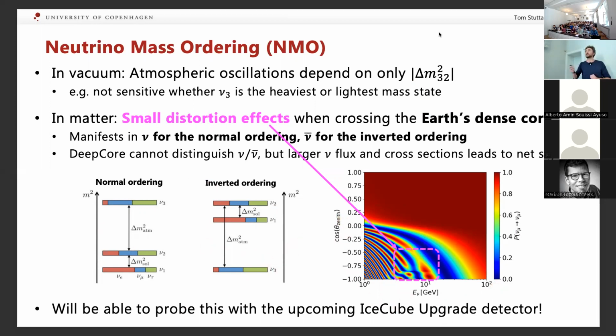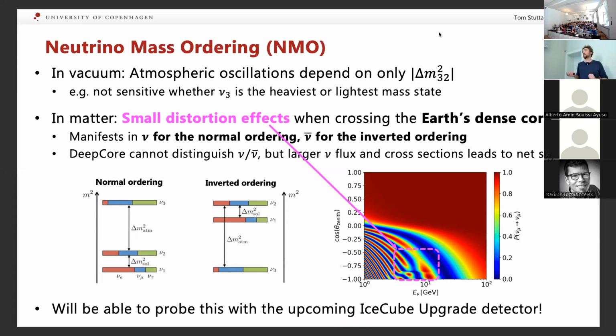is true in nature. Now, the problem with this is that DeepCore cannot tell the difference between neutrinos and antineutrinos on its own. It hasn't got a magnetic field to separate this. But the good news is that both the neutrino flux and cross-section are higher than the antineutrino flux and cross-section, which means that there are more neutrinos in our data sample than antineutrinos. So you still get a net effect of this, even without being able to distinguish them. It's very small. With our current detector, we're only able to probe this at the 1 sigma level, which is very weak.